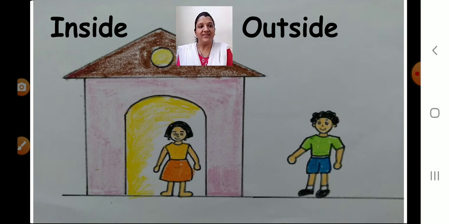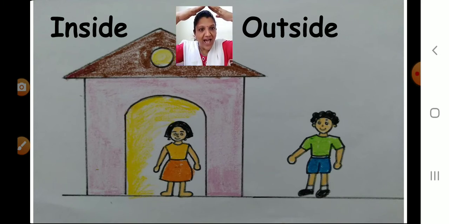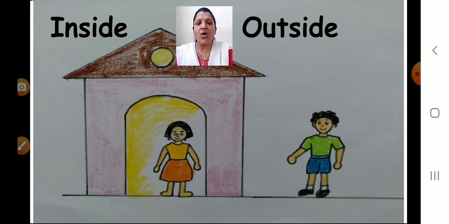Look here. What do you see? There is a girl and a boy. Where is the girl standing? Girl is standing inside the house. You see the house? Yes. And the girl is standing inside the house. Where is the boy standing? Is he inside the house? No. Boy is standing outside the house.